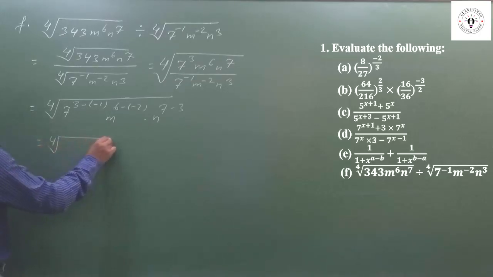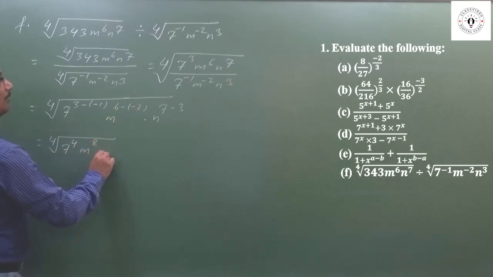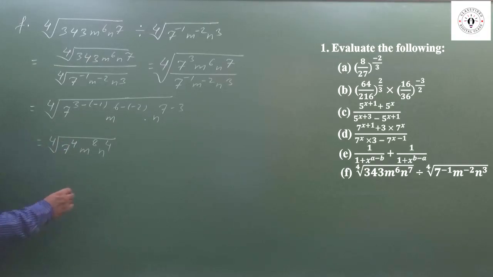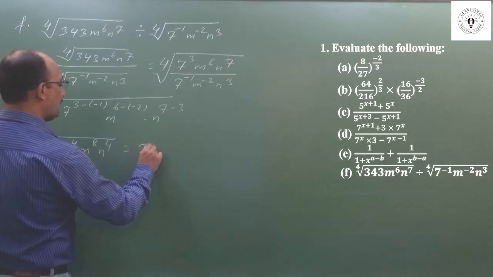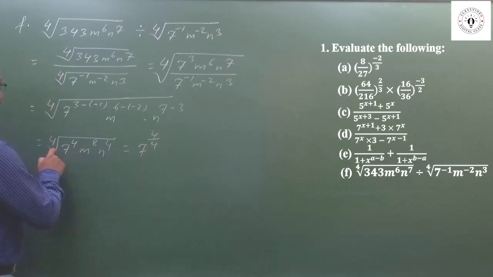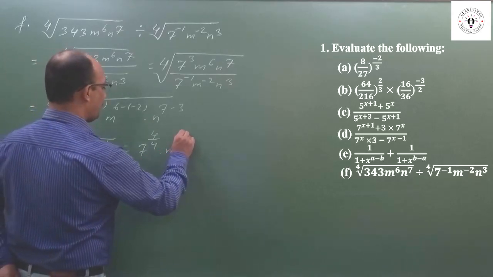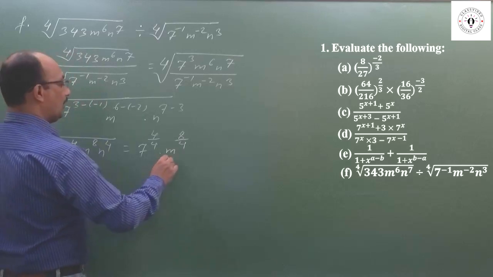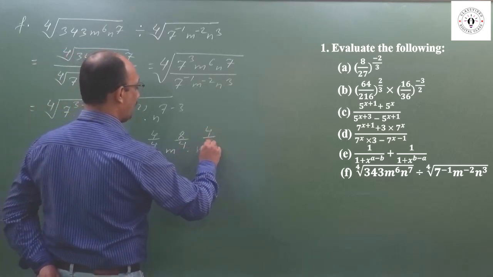Minus minus becomes plus. So 7 to the power 3 plus 1 becomes 7 to the power 4. This becomes m to the power 6 plus 2, 8, and n to the power 7 minus 3, 4. Yes. When we remove the root sign, then order divides the power. So what shall we write? This can be written as 7 to the power 4 upon 4 because when we remove the root sign, order divides the power. M to the power 8 by 4 and n to the power 4 by 4.